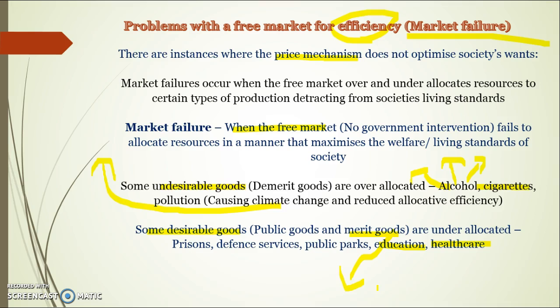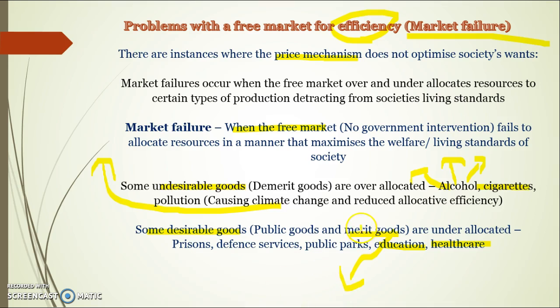So for education, those third-party benefits may be that in the future you pay more tax. It may be that you're less likely to be involved in crime. If you vaccinate your children, that's a good example. They're less likely to infect other children. That's an example of a third-party benefit.